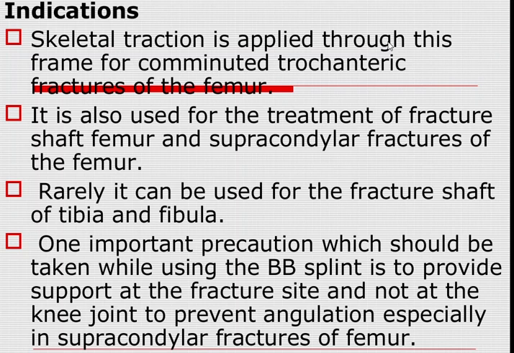There are mainly two types. The first one is skeletal traction, and sometimes you can see in orthopedic wards that a heavy weight is hung from the patient's leg, and that is a means of traction. It is also used for the treatment of fracture shaft of femur and supracondylar fracture of femur. Rarely it can be used for fracture shaft of the tibia and fibula.